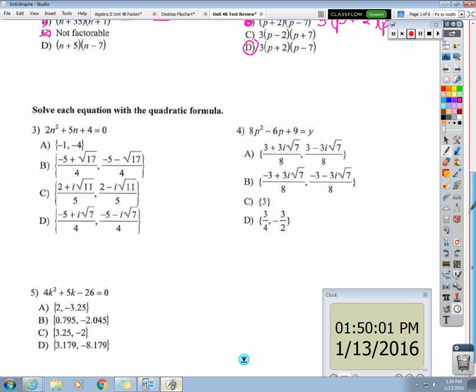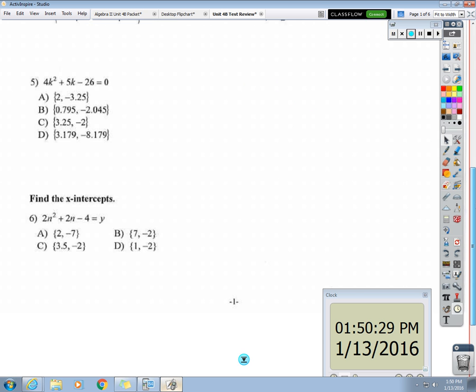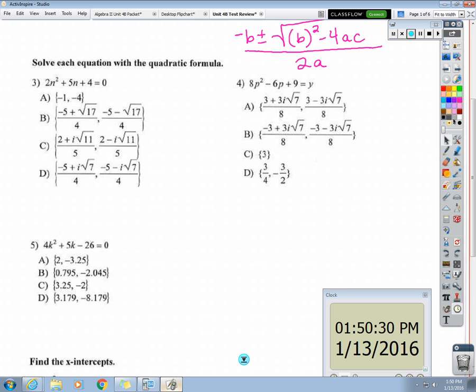Number 3. Solve each equation with the quadratic formula. To be able to do the quadratic formula, you kind of have to know it. Negative b plus or minus the square root of b squared minus 4ac, all divided by 2 times a. To be able to use that formula, you first have to do what? Figure out what a, b, and c are so that you can fill it in.